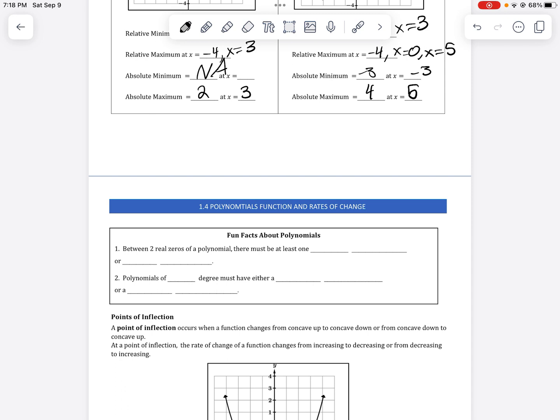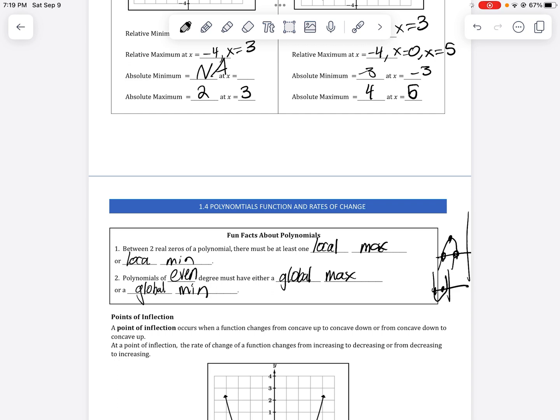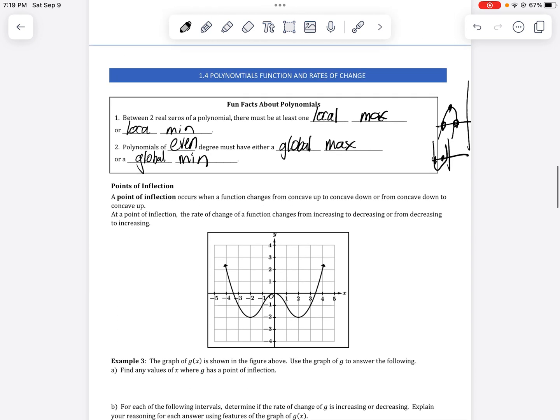So, a couple things. Fun facts about these polynomials. Between 2 real zeros of a polynomial, there must be at least one local max or local min. And that makes sense. It's just saying if it crosses the x-axis, it's either got to be a local max or a local min. And the other thing, polynomials of even degree must either have a global max or a global min. So that's just saying if it's even, there's either the highest point or the lowest point.